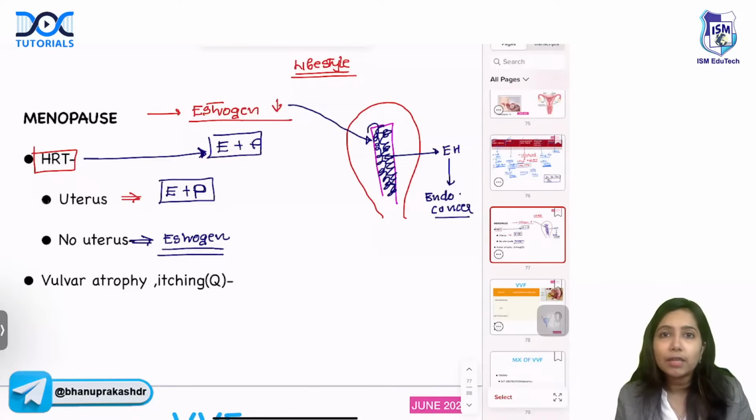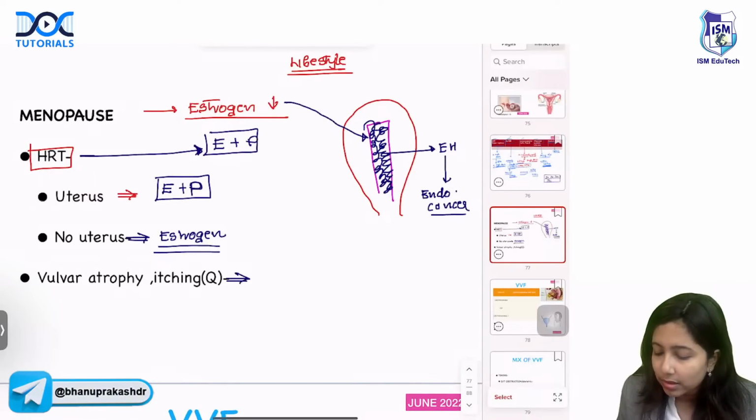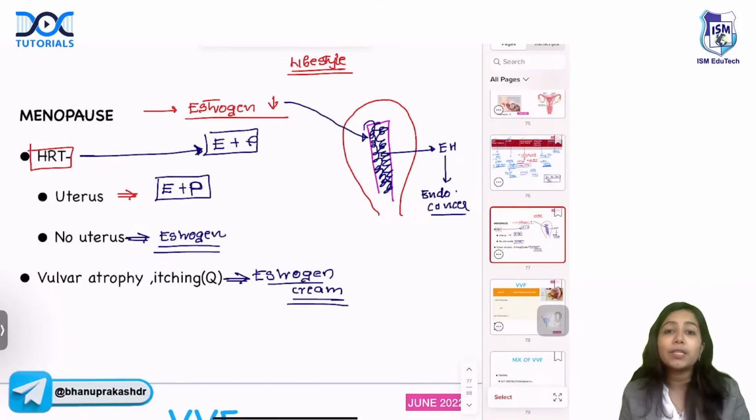Suppose the last question which was asked is if there is a postmenopausal female who has vulval itching, there is vulval atrophy. Vulval atrophy means basically due to the low level of estrogen, the vulval epithelium has undergone atrophy and the patient can have itching, discomfort, vaginal dryness could be there. So in such a situation, what is the treatment that you're going to give? For these genitourinary local symptoms, you can just give her estrogen cream. You need not give her estrogen plus progesterone. You can just give her estrogen cream.